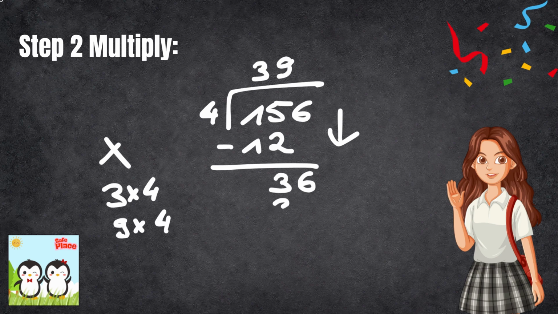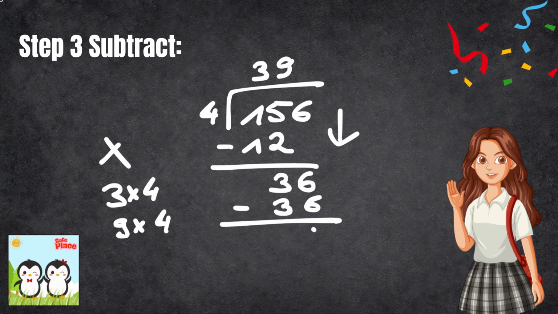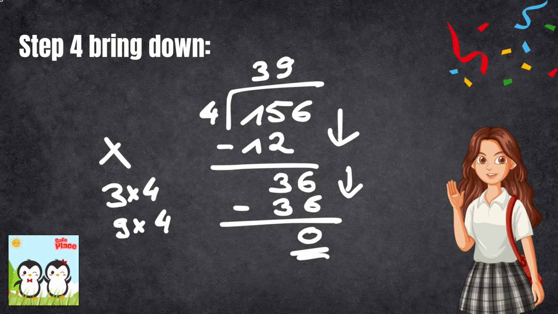Write 36 underneath 36. Subtract. 36 minus 36 equals 0. Our remainder is 0. Bring down. The last step would be to bring down the next digit. But look at our original number. There are no more digits to bring down. And because our remainder is 0, we are finished.